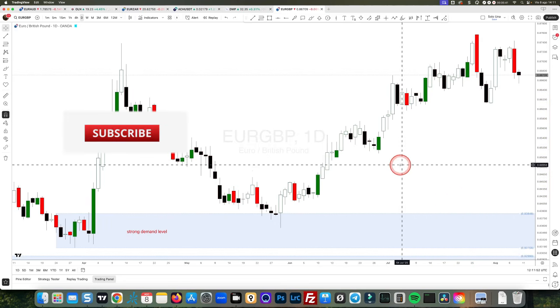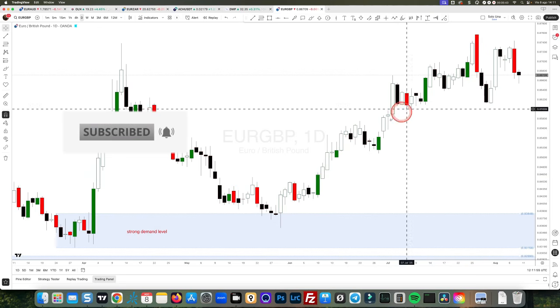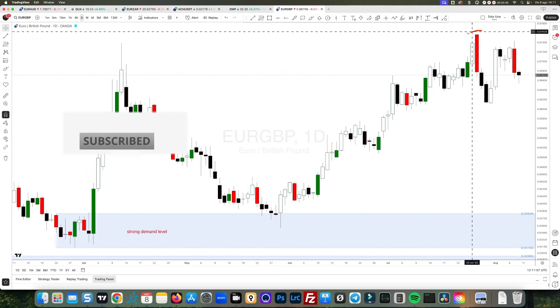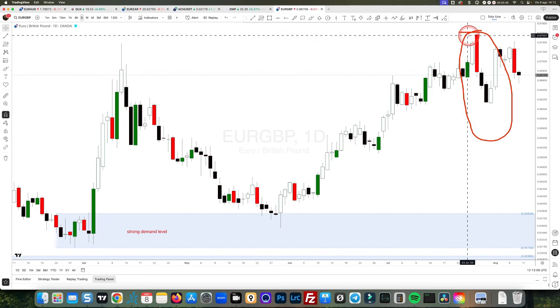So now, as you can see here, what happens is that we do have a very strong impulse over there. Look at that strength.